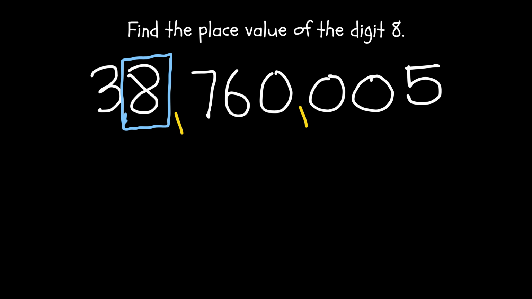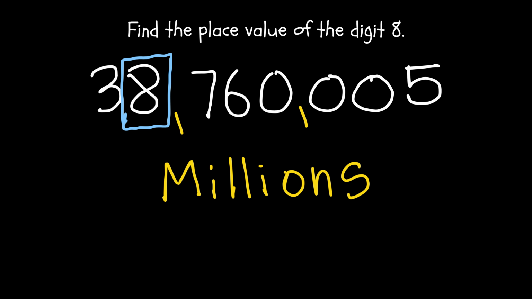Now, find the place value of the digit 8. The first whole number consists of 38,760,005. Once again, let's start from right, go towards the left side. The 5 is under the ones, tens, hundreds, thousands, 10,000s, 100,000s, and the 8 is under the millions place value.